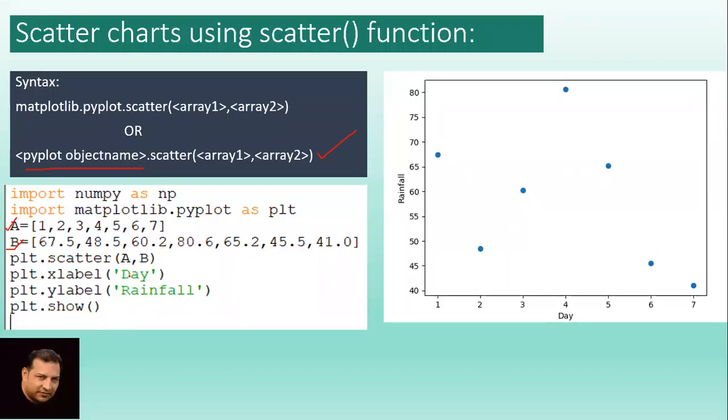plt.xlabel day and ylabel rainfall. So you can see x label is day and here we have rainfall. Then you will write plt.show and this is your display or output. So this is a proper scatter chart. So these were two methods of using scatter chart. Let us move to the next slide.